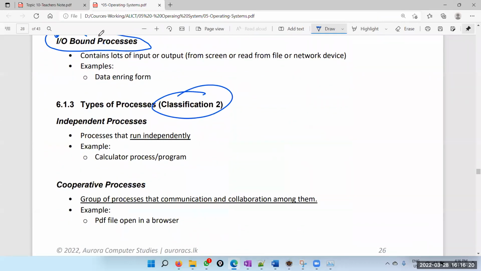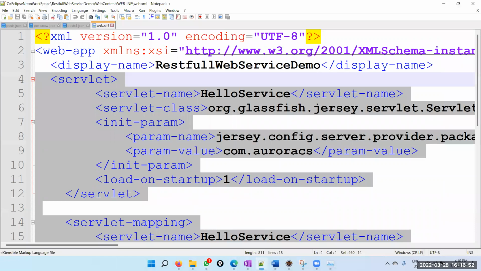So another classification is independent processors versus cooperative processors. Independent processors means, say we have process 1 and process 2, they have nothing in common. They are not interacting with each other. They are running independently. So we call them independent processors. For example, I have my WhatsApp and I have my Notepad++. They are definitely independent. They have nothing to do with common things.